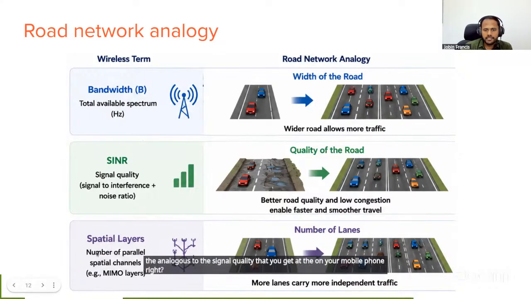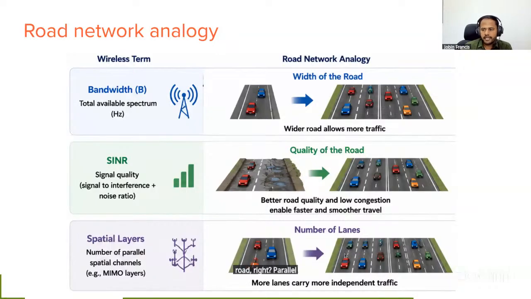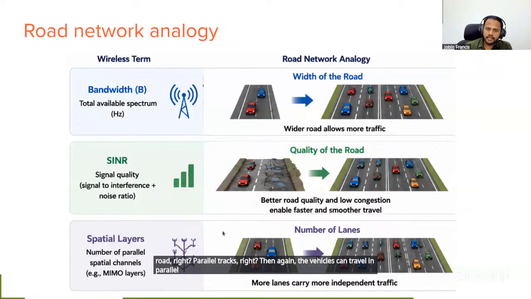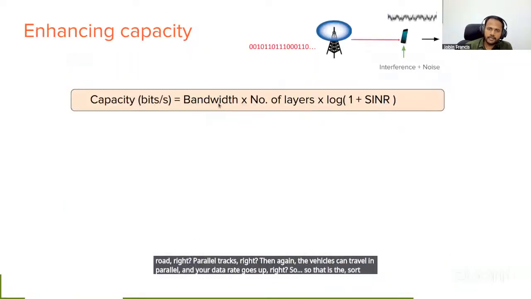And the spatial layers, I'll come back to this point later, is somehow like if you can create multiple lanes on the same road, parallel tracks, then again the vehicles can travel in parallel and your data rate goes up. So that is the physical intuition of how these bits are getting transferred over a wireless network.